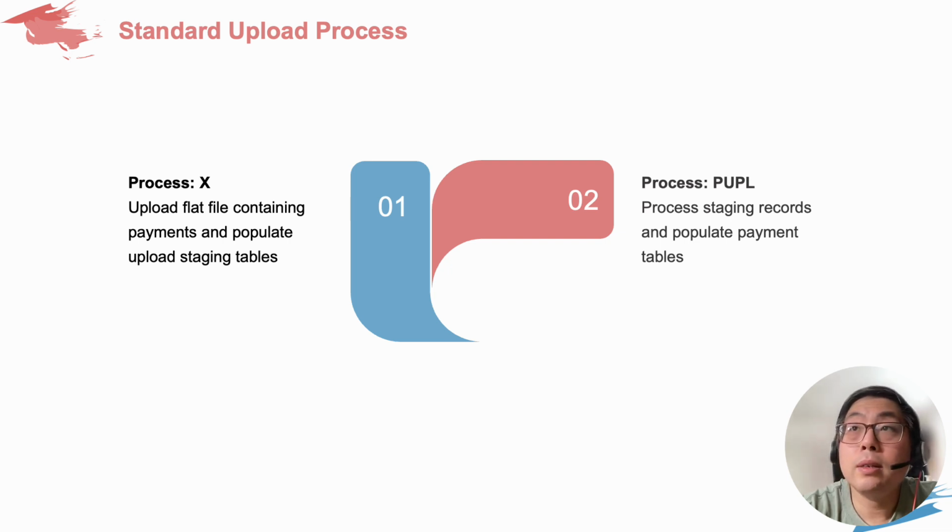Now, why do you need to create a custom batch? Because in every implementation, the file will look different, because the file could be coming from a source system, either a CRM or it could directly come from the bank. So if the format is different, every project needs to implement its own way, and that will basically load the file and populate a staging table. Now the second process, PUPL, is basically to process the staging record and populate the payment tables. Okay, that's a standard way of uploading.